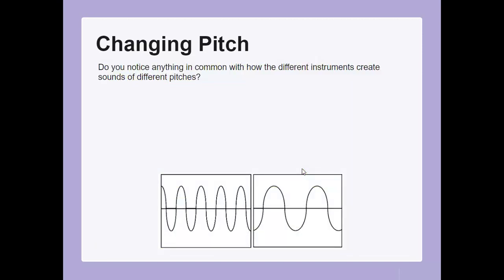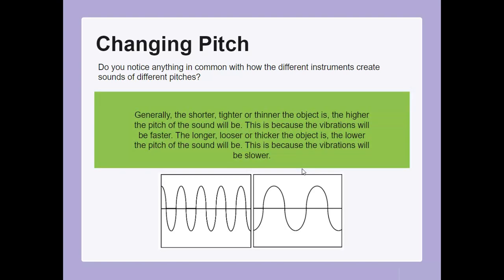Do you notice anything in common with how different instruments create sounds of different pitches? Generally, the shorter, tighter, or thinner the object is, the higher the pitch of the sound will be. This is because the vibrations will be faster. The longer or looser the object is, the lower the pitch of the sound will be. This is because the vibrations will be slower.